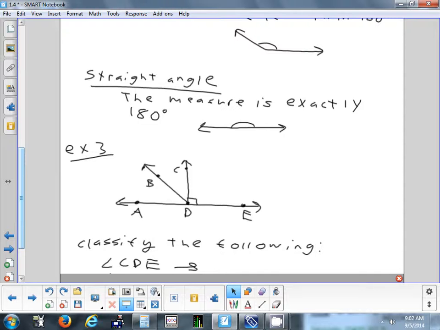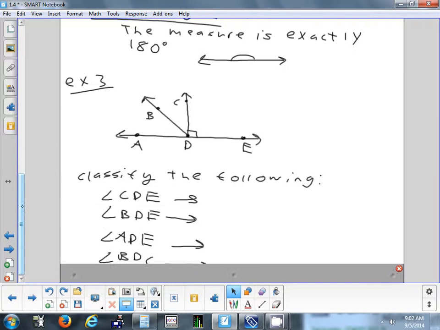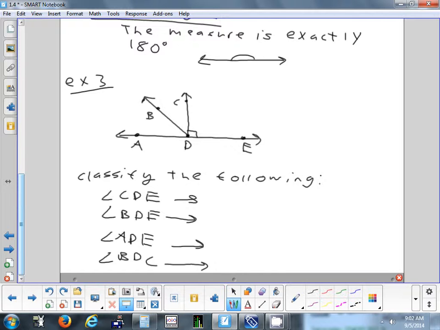Okay, so next example, I've drawn a picture. And I'm going to put down some different angles. There's a bunch of angles in that picture. And I want you to classify the angles as one of the 4 types I just gave you. Okay, so start with angle CDE. What kind of angle is that, Nick? Right angle. That's a right angle.